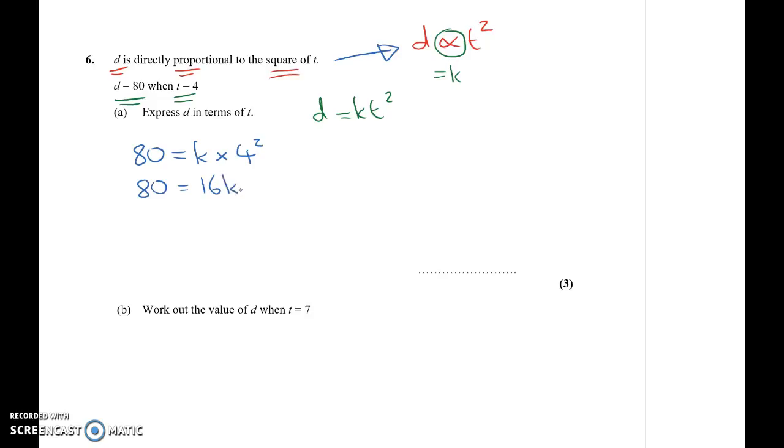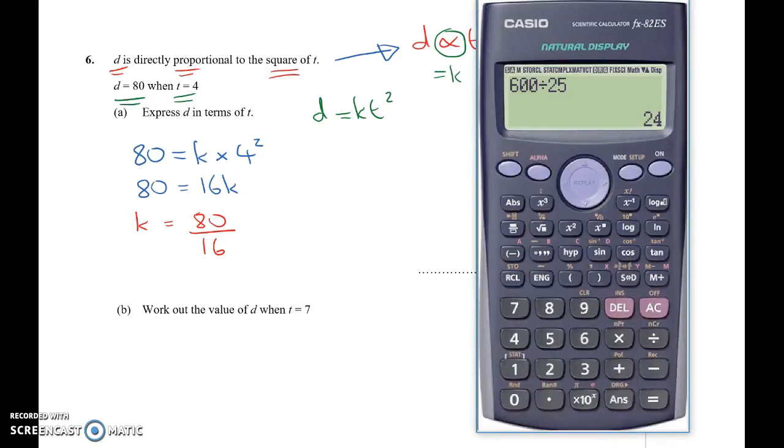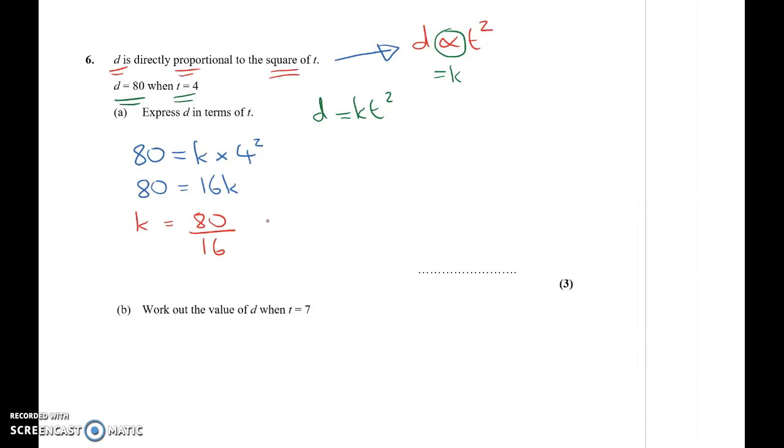Right, so again we've got to rearrange. Hopefully we can see that if we divide the right hand side by 16, we'll isolate k. We've got to divide the 80 by 16 as well. We'll get k equals 80 over 16. I make that 5. 80 divided by 16, let me check, bingo, 5. So we're all good. K is 5.